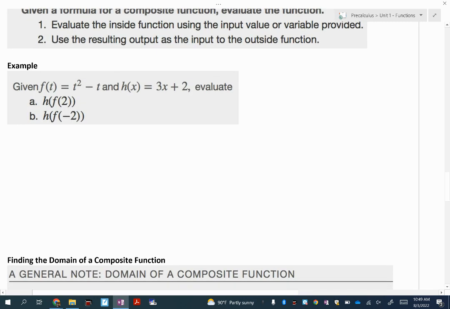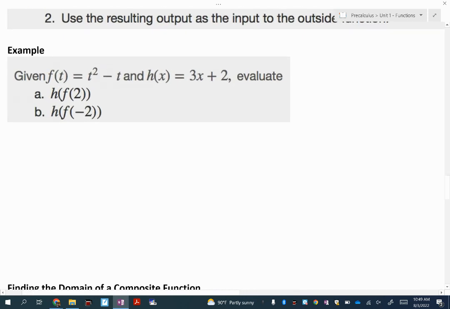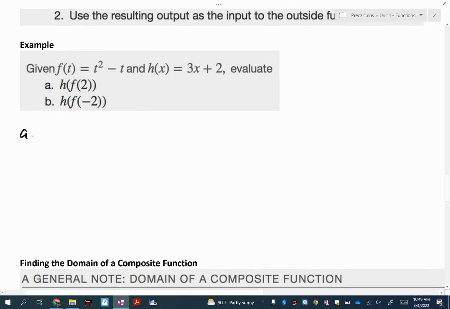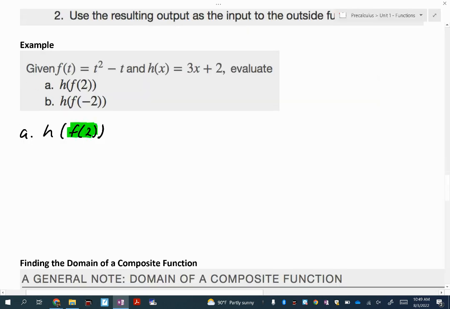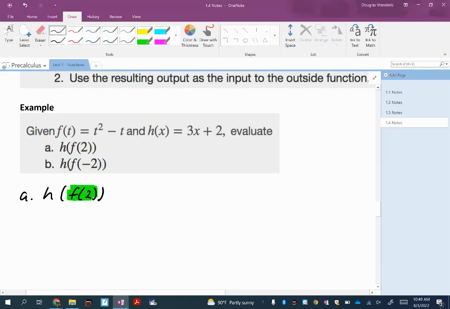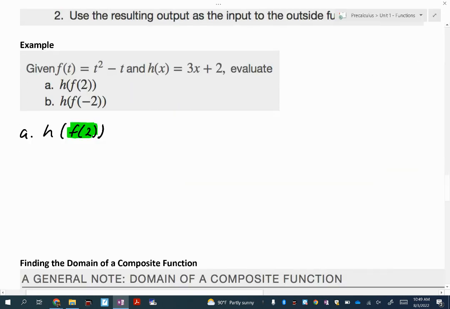All right, so in this example, we want to do h of f of 2. So I'm going to do the inside first. I'm going to focus on f of 2, and then I'll plug whatever I get after I do that into my outside function, letter h.